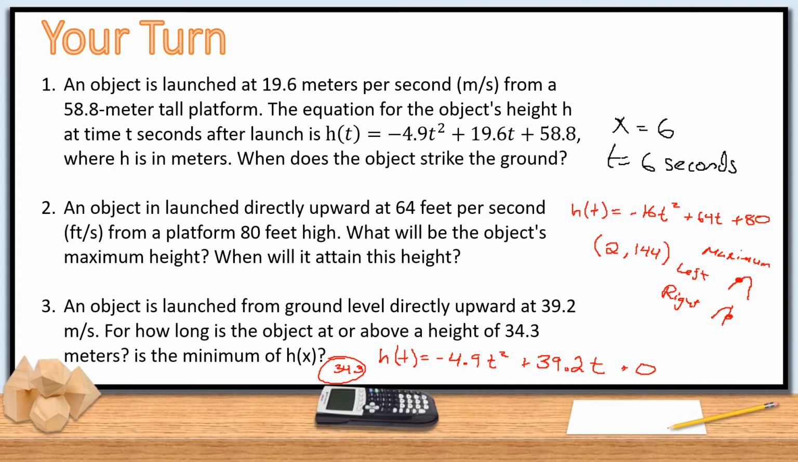So between 1 second and 7 seconds. So from t equals 1 to t equals 7, it was above a height of 34.3, so we would say for a total of 6 seconds, it was over that height.